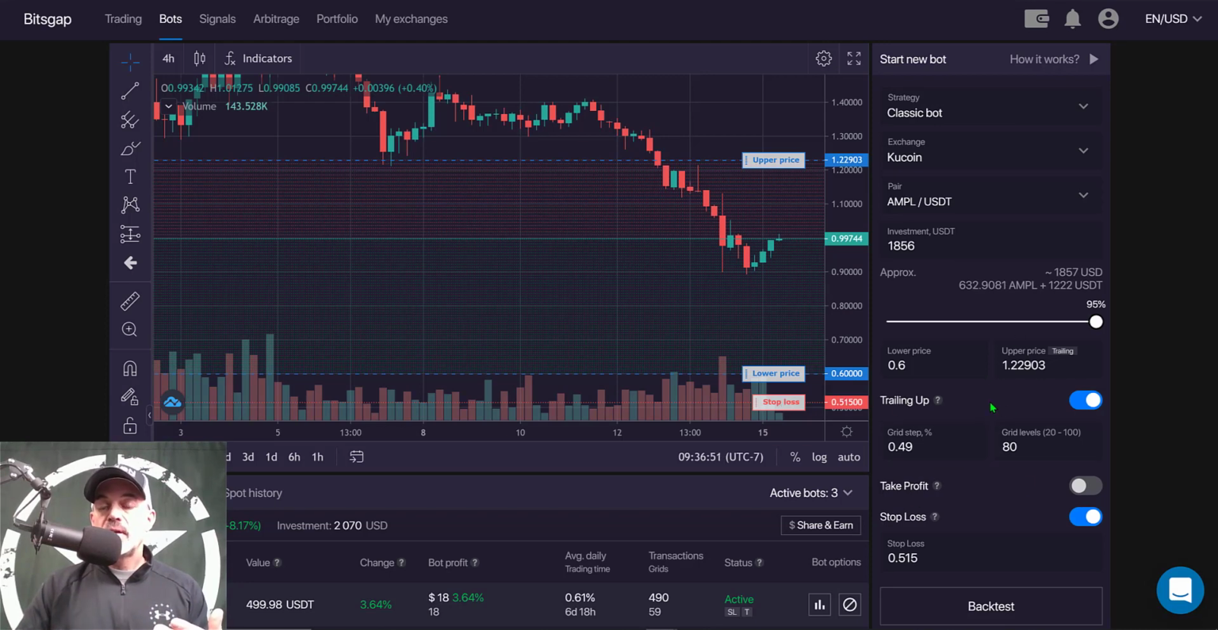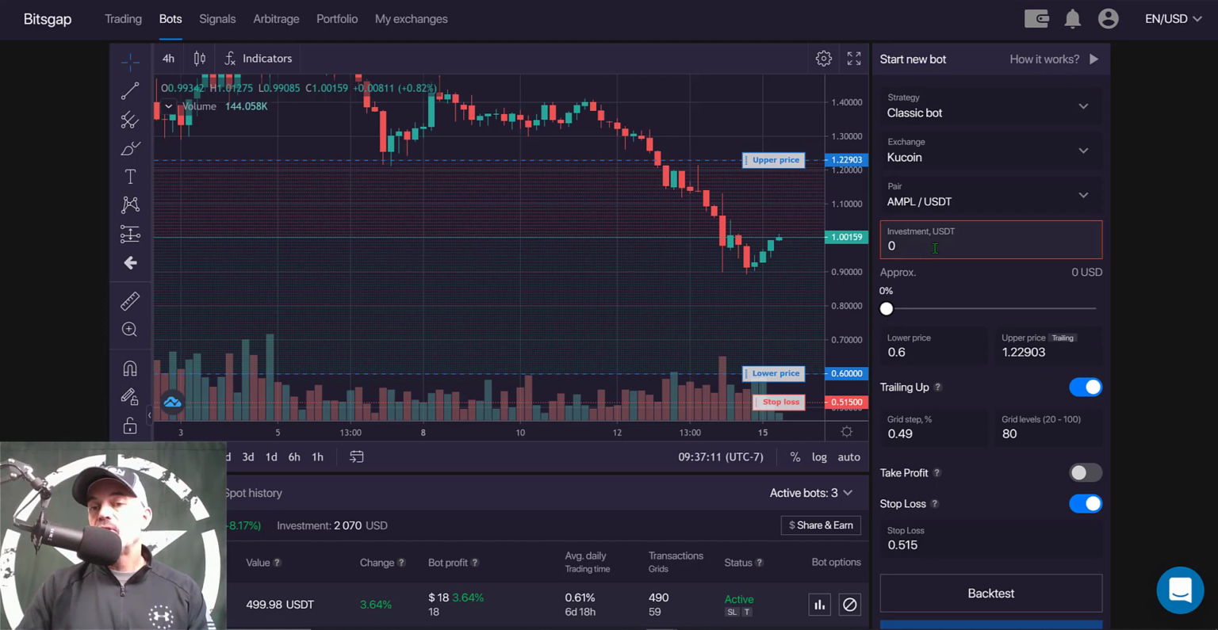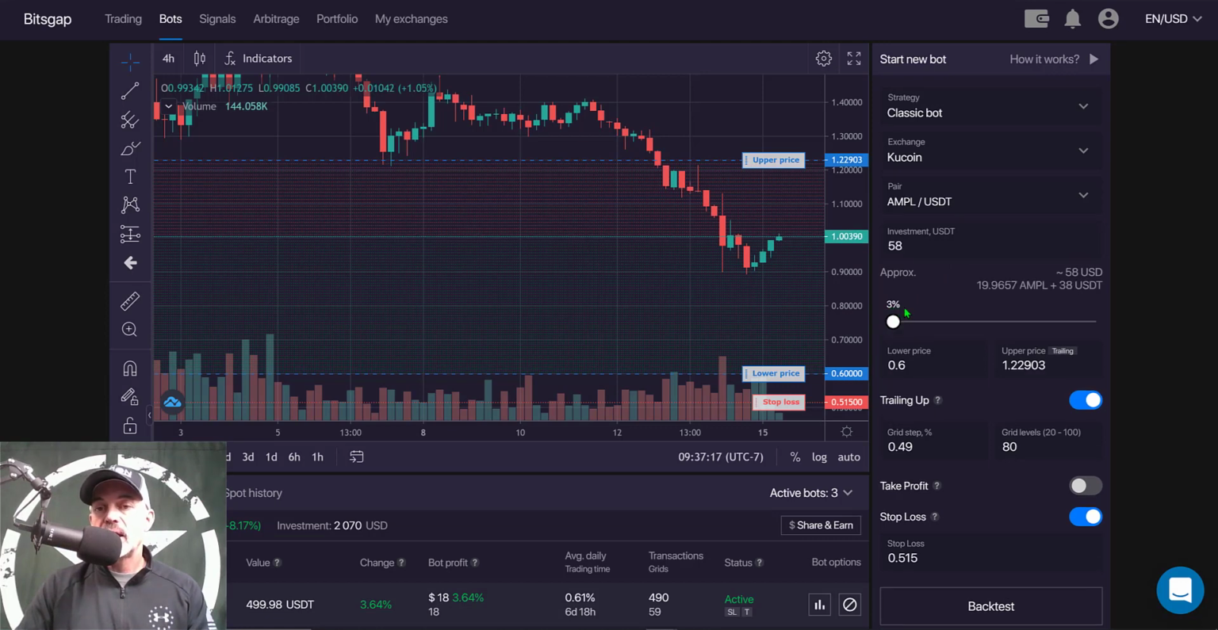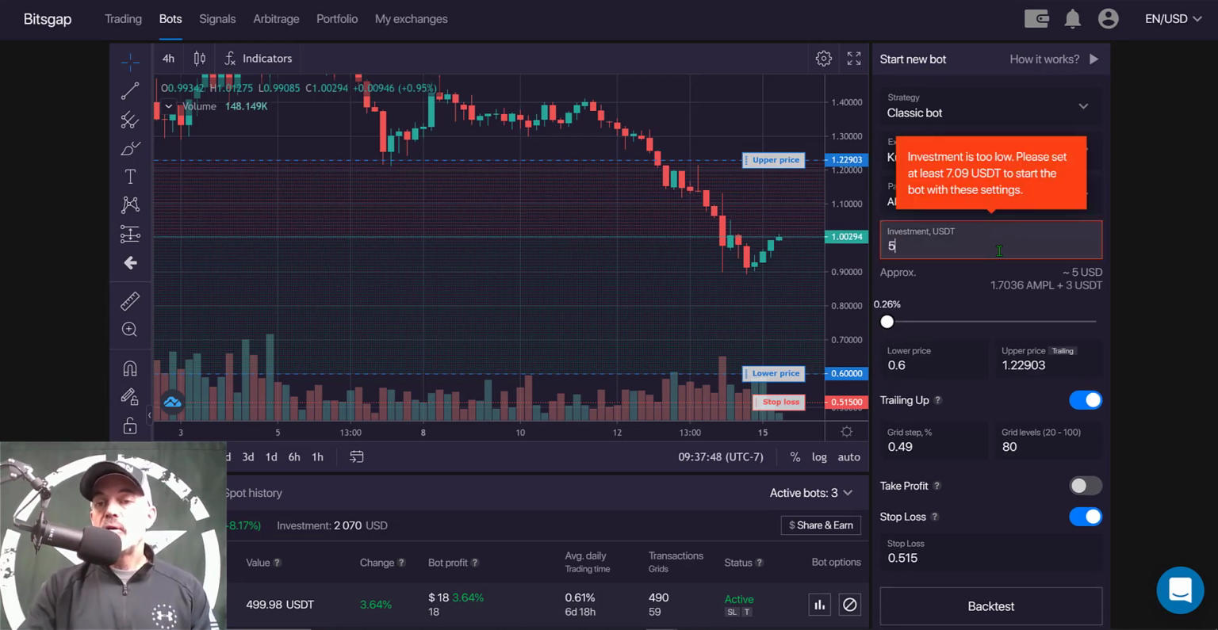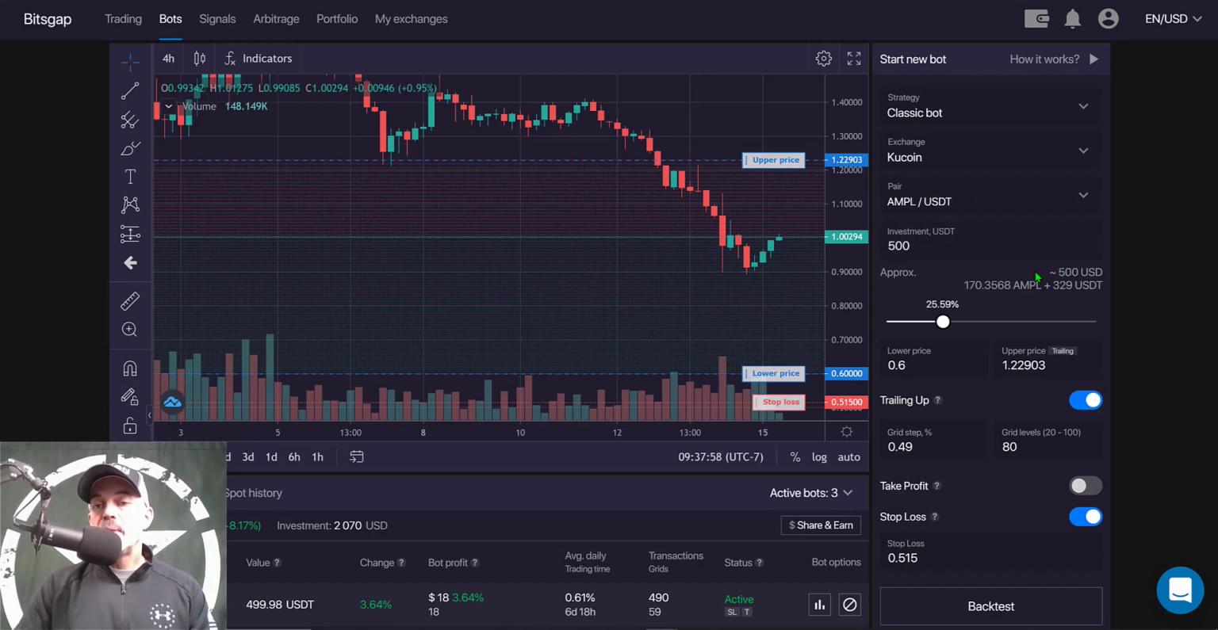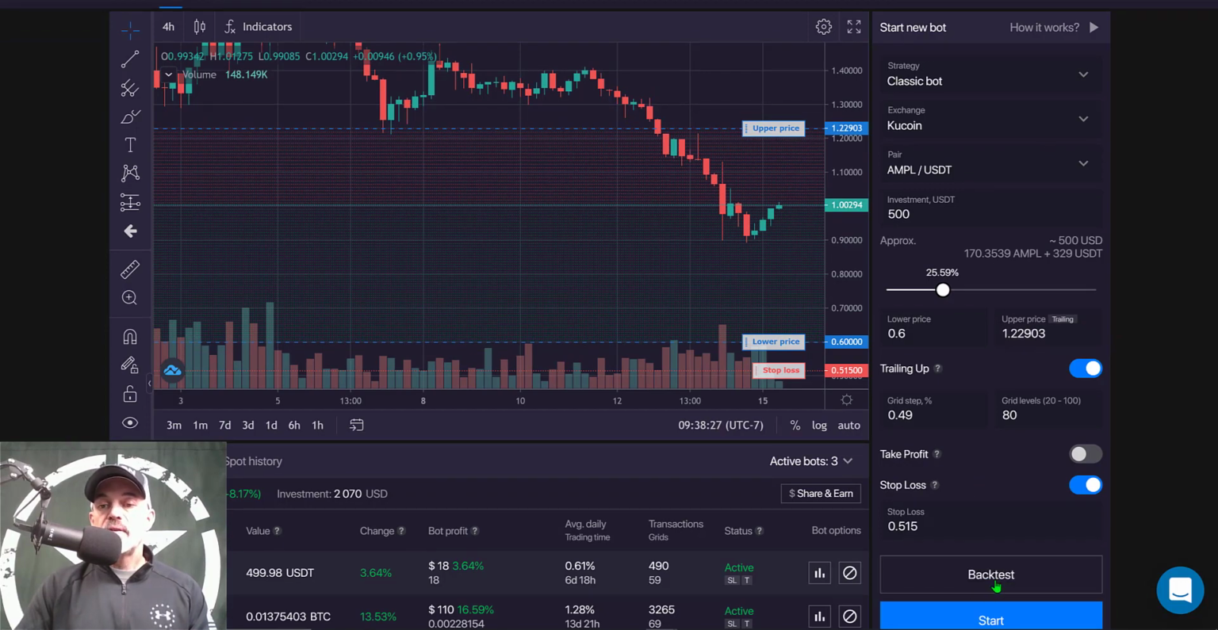Now, with all my settings in place, the next thing I needed to do is determine how much ammo I'm going to give this bot. And so I'll use a little slider bar, and it allows me to determine the amount I want to give the bot, and I can actually slide it over, and once the box turns red, that means I don't have enough dedicated. In this case, zero obviously would not be enough dedicated. Now for this particular bot, I know I'm going to give it $500, and it shows me the breakout when I deploy the bot. I will need 170 AMPL to fulfill these sell orders, and 329 USDT to fulfill these buy orders.